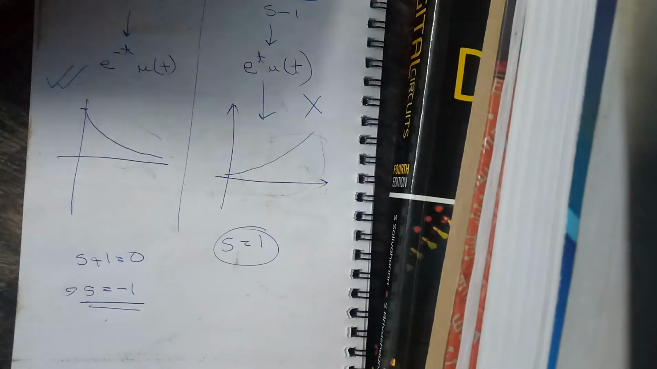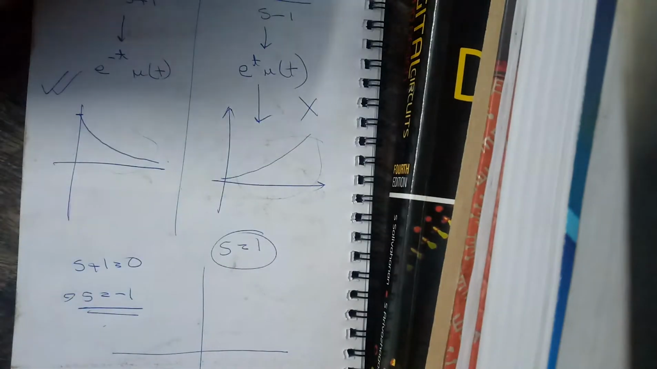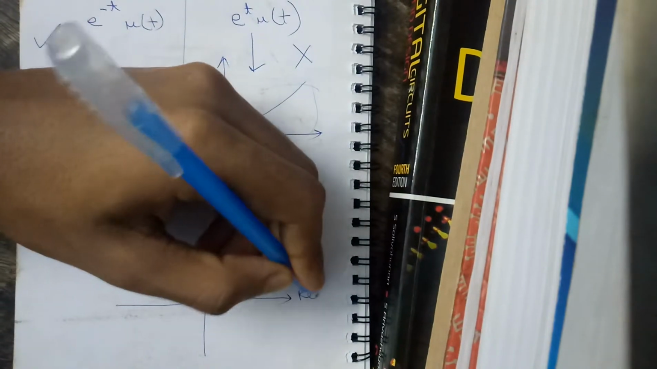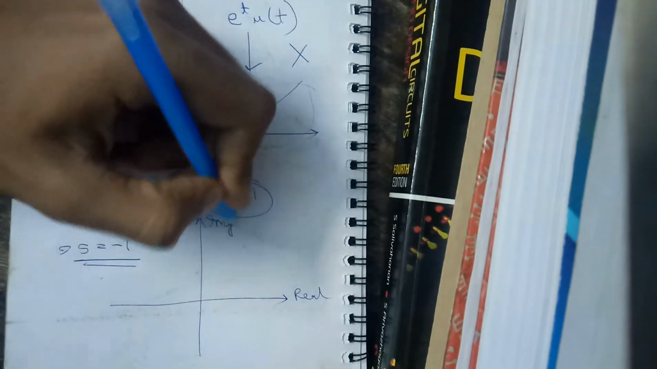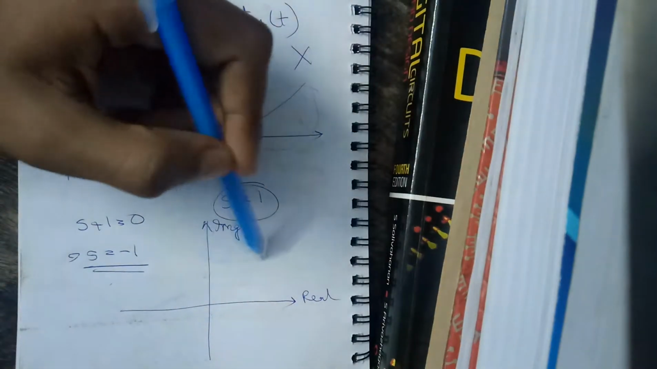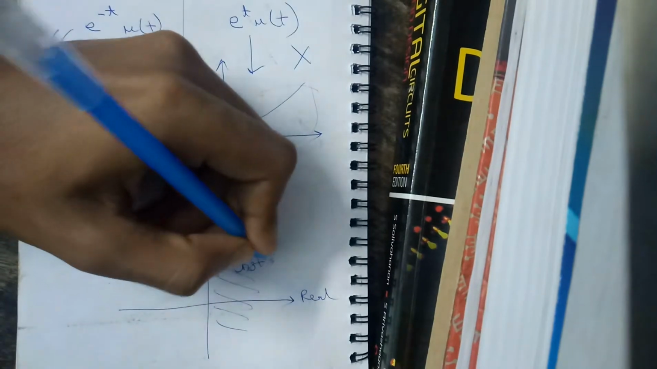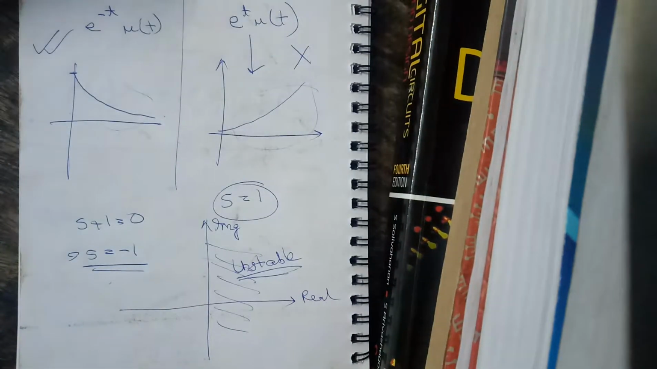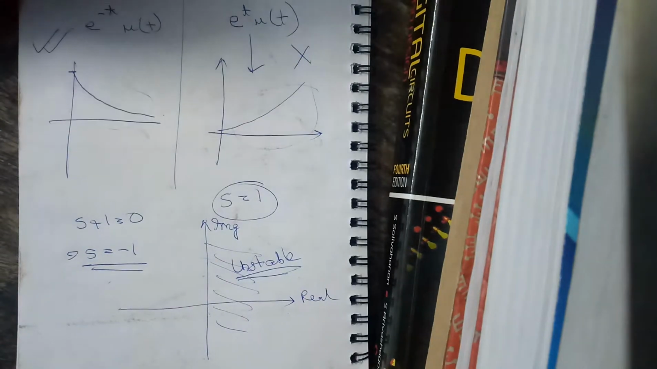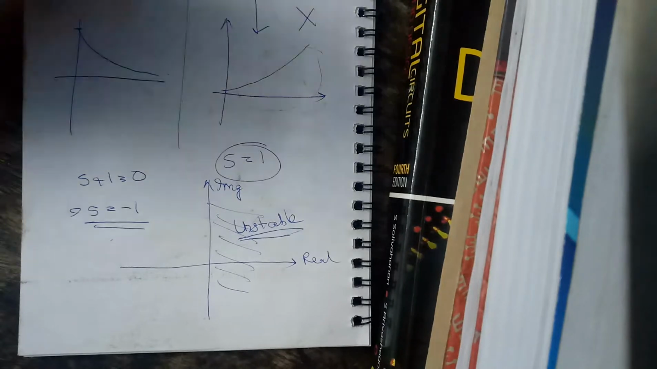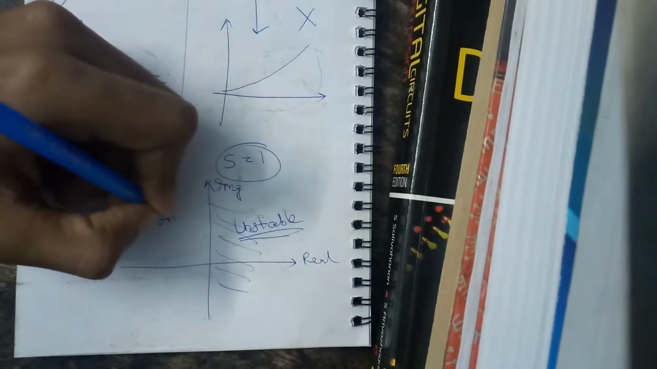So we can see that if the pole is in the right half of the s plane, where this is the real axis and this is the imaginary axis, then the system is unstable. Now remember, this is only for causal systems. If the system is anti-causal, then the whole thing becomes opposite, and for a non-causal system it depends on the ROC of the system. And in the left half of the s-plane, it's stable.